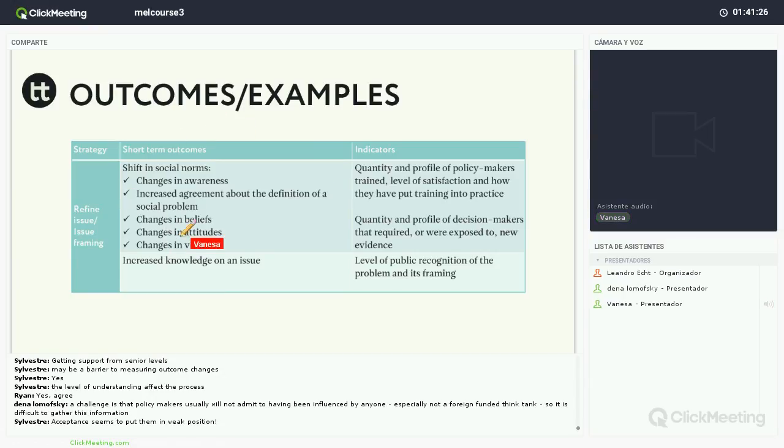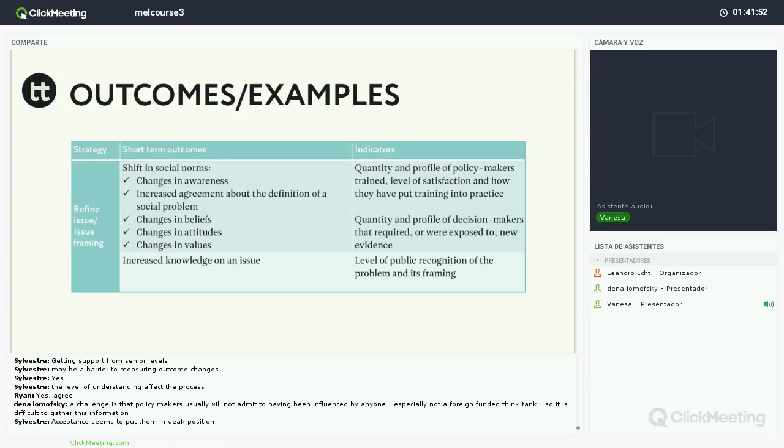You can think about short term outcomes. Here we name them, and this comes from a guide that we adapted, with changes in awareness, for example, changes in beliefs, in attitudes. The time frame will depend, of course, on the length of the unit that you are using for your MEL efforts.